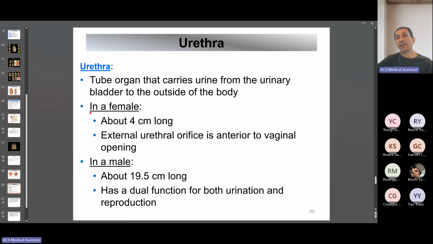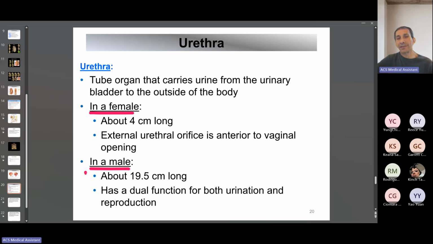Now pay attention, because right here it says females, males urethra. Remember, males have a penis. So therefore, the urethra is going to be longer. That means that males develop fewer infections. They are at least risk of developing urinary tract infection because of the length of the urethra.